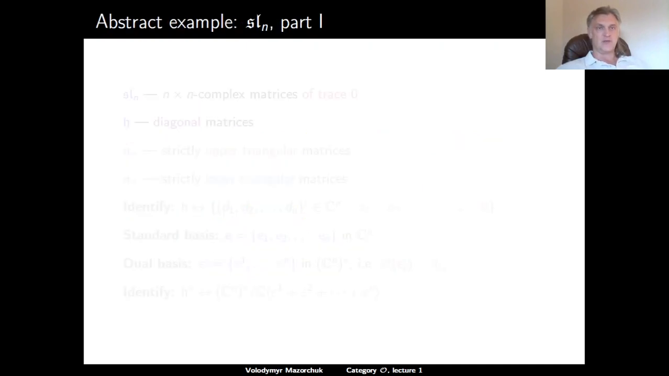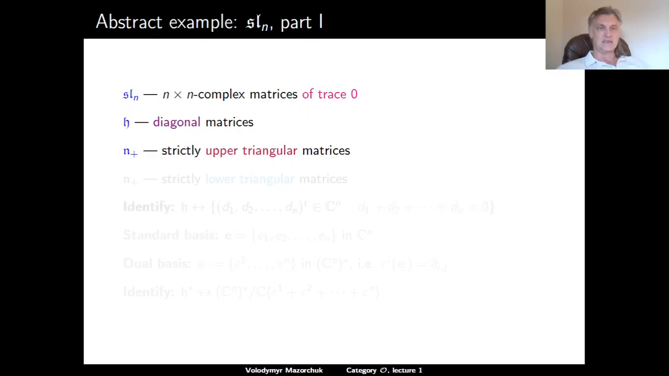Let's consider one very basic example, SL_n. The Lie algebra SL_n is the Lie algebra of all n times n complex matrices of trace 0. The standard Cartan subalgebra of SL_n consists of all diagonal matrices. Then n plus is the subalgebra of all strictly upper triangular matrices. N minus is the subalgebra of all strictly lower triangular matrices.